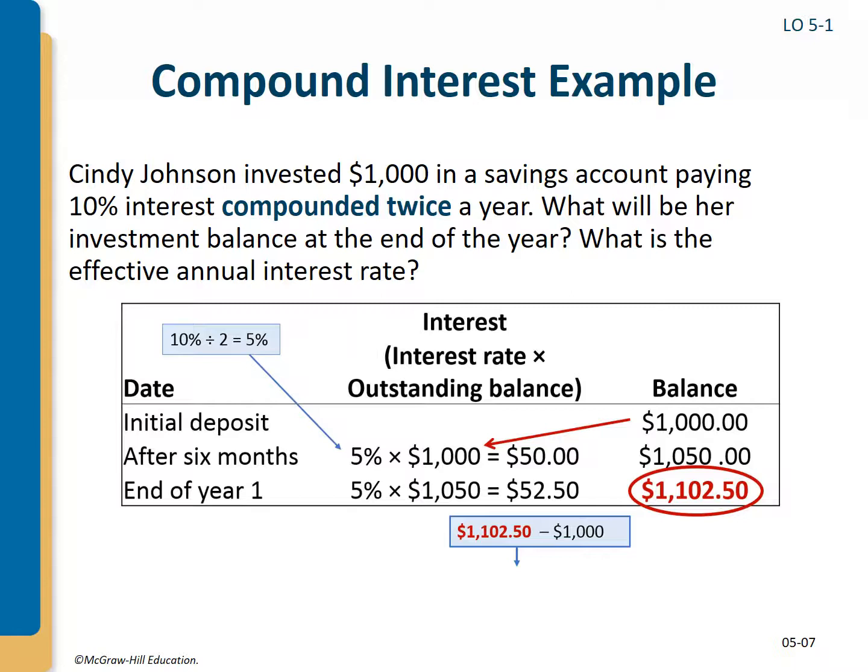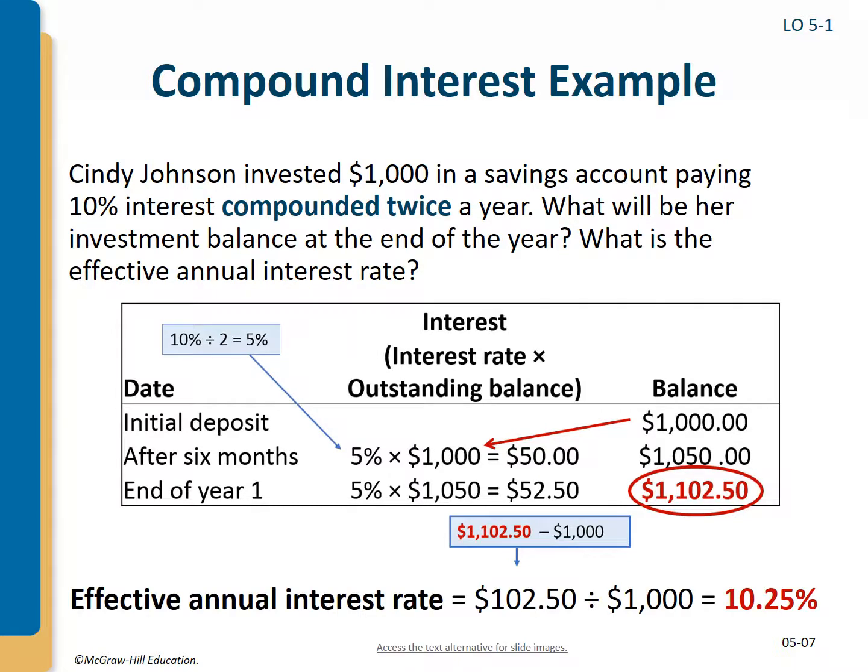She adds that $50 to the $1,000. This new balance of $1,050 is what will be used to calculate the second 6 months of interest. 5% times $1,050 will be $52.50. So her total interest is $102.50 for the year. The effective annual interest rate will be the amount of interest she earned for the year divided by the original balance at the beginning of the year, which was $1,000.